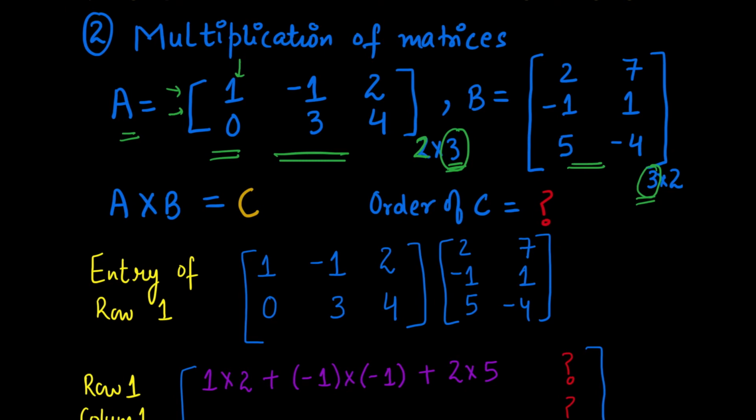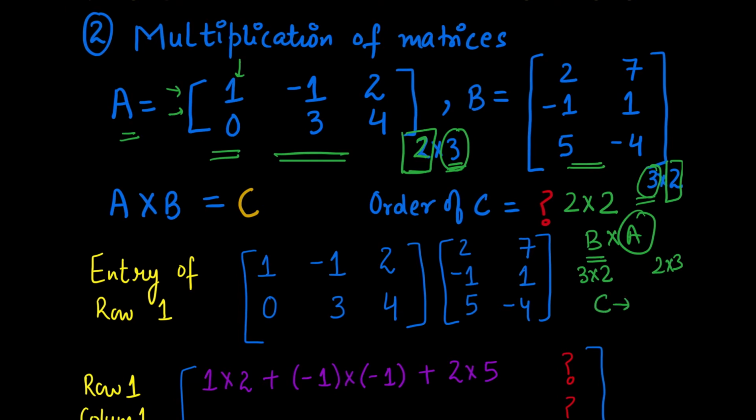And the resulting matrix will take the other elements as its order. So 2 is for the rows of the resulting matrix and 2 for the columns. So the order of C is 2 by 2. Think about it. What will happen if you multiply B by A? Do you find the same order? Let's see. What is the order of B? It's 3 by 2, right? And what is the order of A? It's 2 by 3. So the resultant matrix C corresponding to this will be 3 by 3.